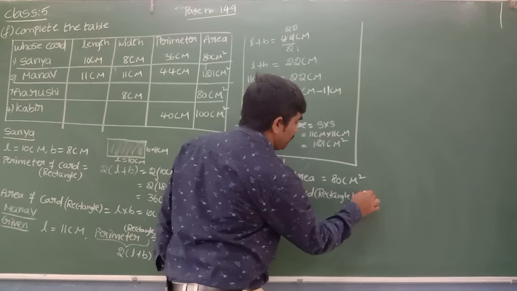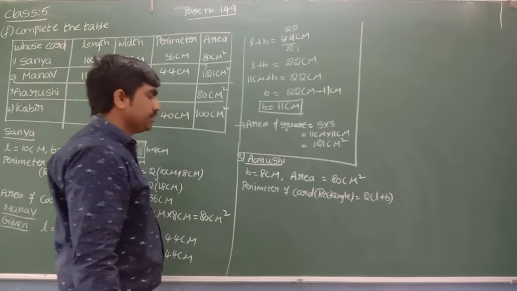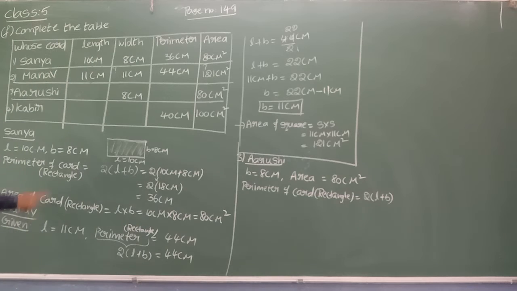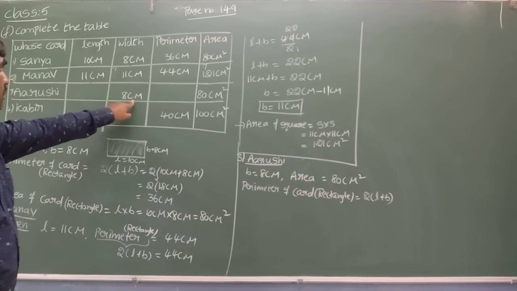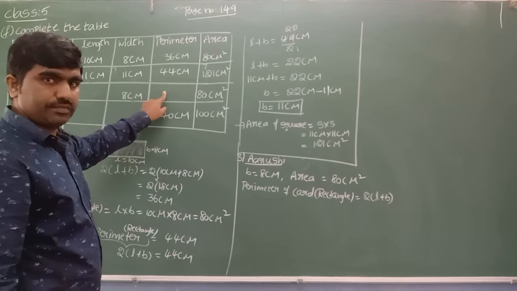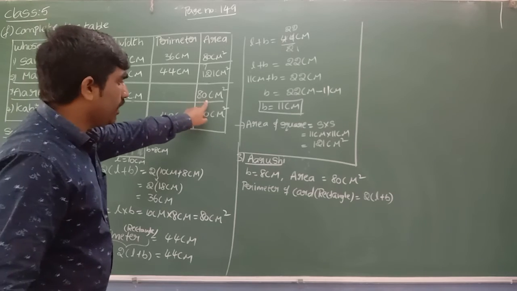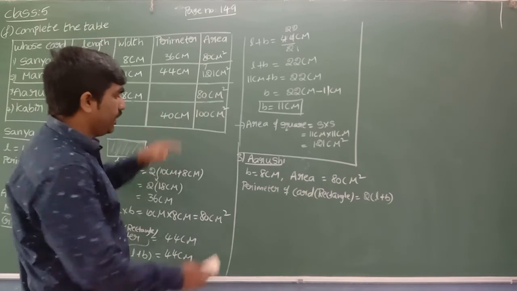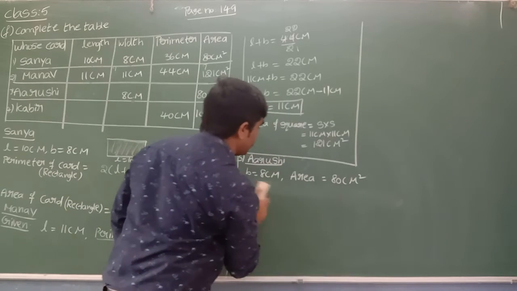What is the formula we have? 2 into (L plus B). Alright. So they gave the width and they gave the area, asking us to find the length and perimeter. Now here it is better to take the area, since they gave the area. We'll go with area.